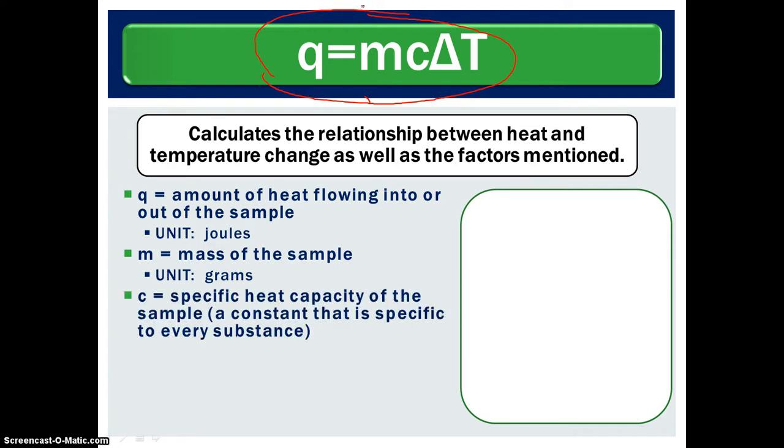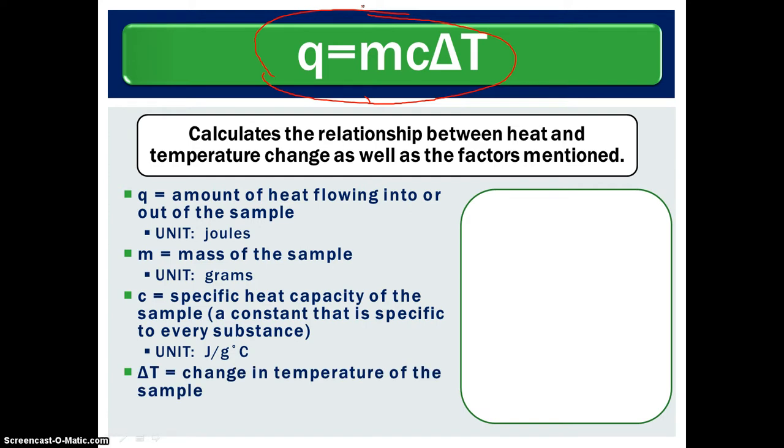The specific heat capacity of the sample is something we haven't really talked about yet, and it's a constant that is specific to every substance. Essentially what it represents is how easily the substance will change temperature. The higher the specific heat, the more energy is required to change the temperature of the system. I'll give you some examples of this so you can wrap your mind around it, or we'll look at some examples. The units are joules per gram degree Celsius, and sometimes instead of joules we'll see calories.